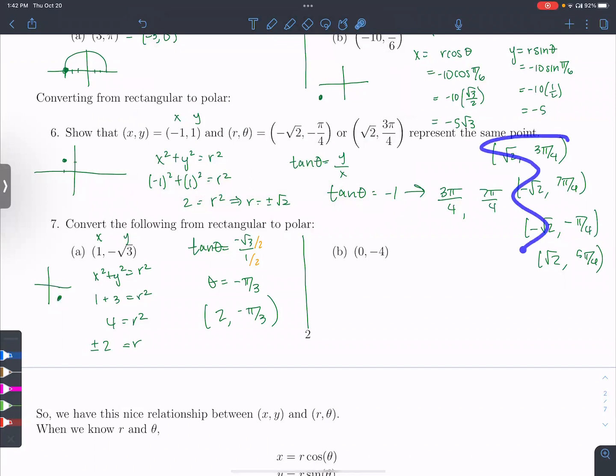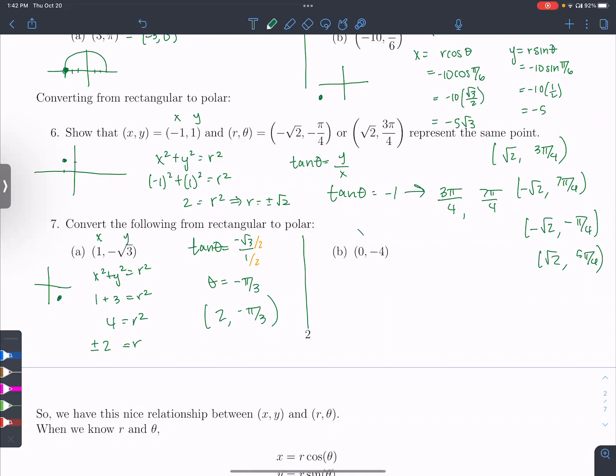Now you could come up with some other representations like we did up here, but you do not have to. On your exam, I will probably tell you what restrictions I want for r and for theta, and so you'll know how to do this.